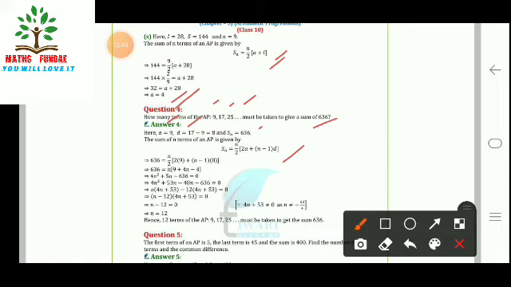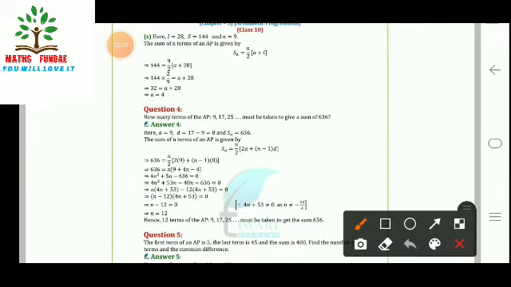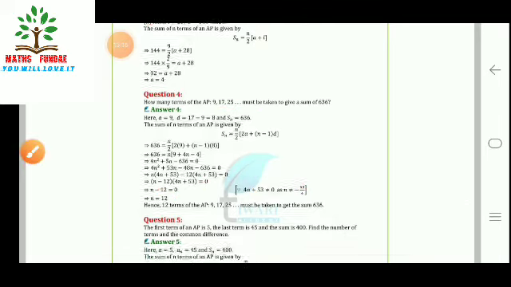So we are getting the equation in the form of n square, or in the form of n. So we have here two factors, n minus 12 and 4n plus 53. So we are getting the value n is equal to 12. The other value is not possible because a negative value we can't take. So we have 12 terms of the AP must be taken so that the sum will be 636. It means if we add the first 12 terms, the sum will be 636.